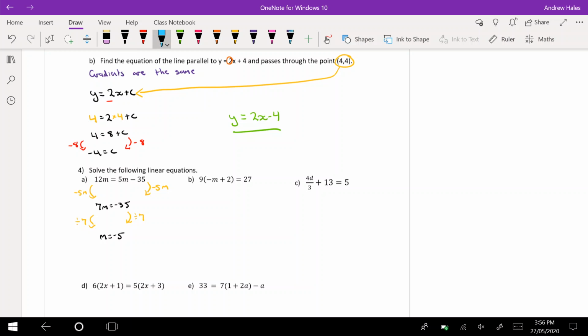Next question. I need to expand out these brackets first. And then that's going to help me solve my problem. So we've got negative 9m plus 18 equals 27.